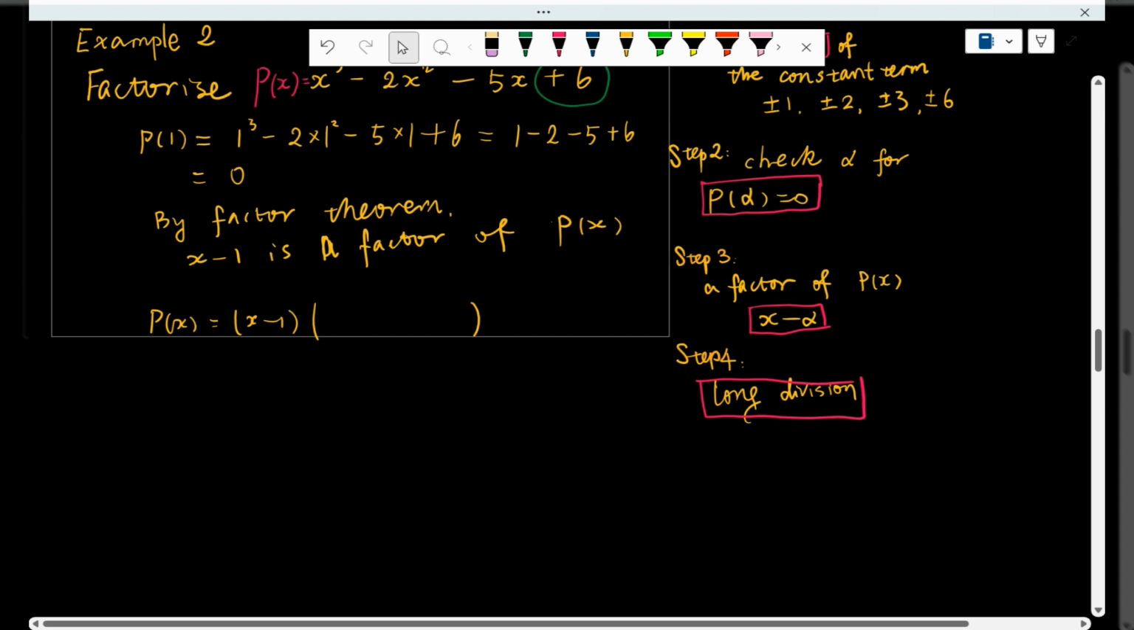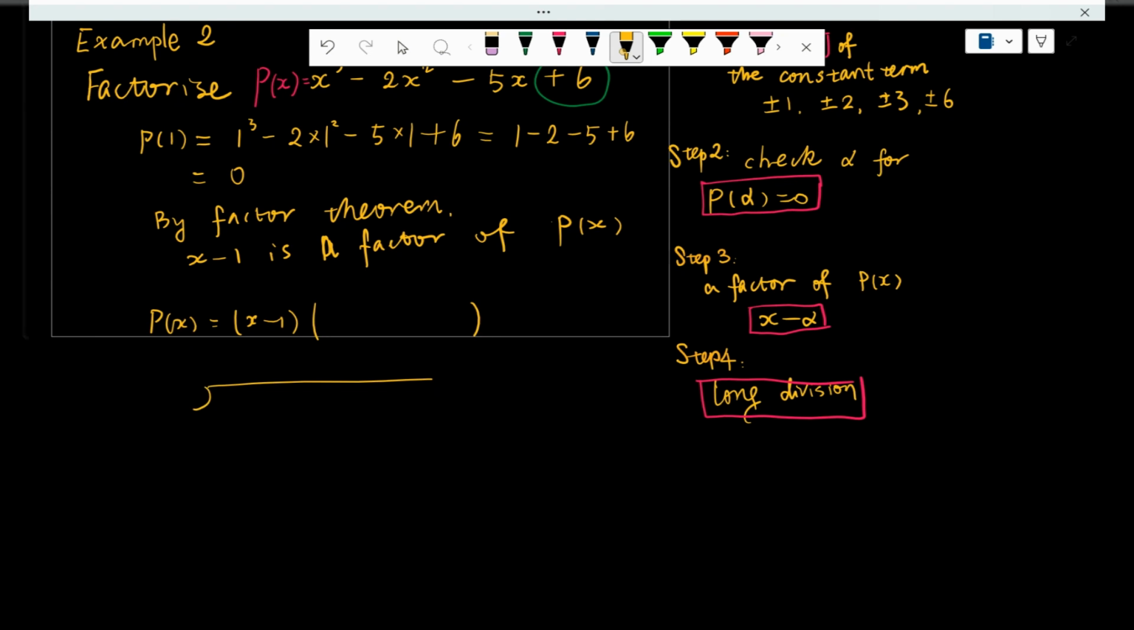For the quotient or other factors, we are going to use long division first. Then draw the long division sign, x cubed minus 2x squared minus 5x plus 6, then x minus 1 to the left. In the first round, we are going to use the leading term of p of x, which is x cubed. The leading term of the divisor is x. So x cubed divided by x, we have x squared. Now record the answer above the horizontal line, aligned with negative 2x squared.